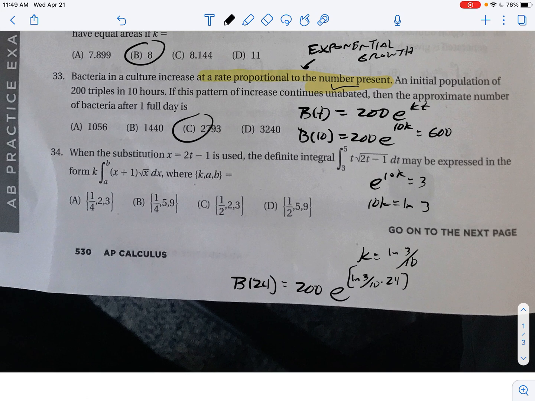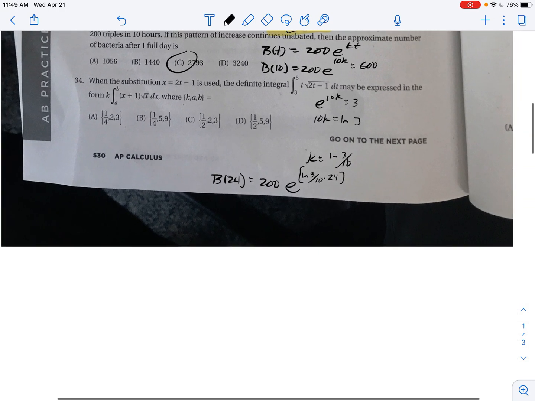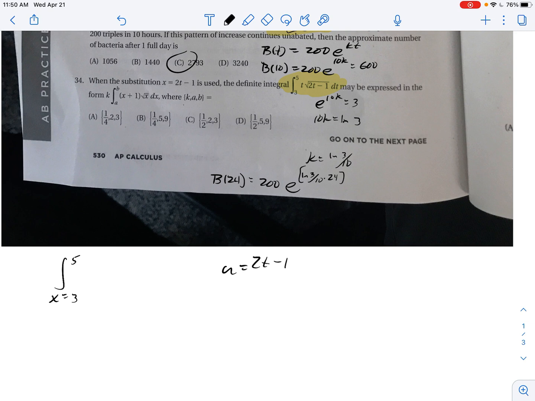All right, 34 is an abstract problem about u substitution. So it says when we make that substitution, what are we going to have? So let's highlight what's going on here. So in the original integral, those bounds are on t. And x is 2t minus 1.